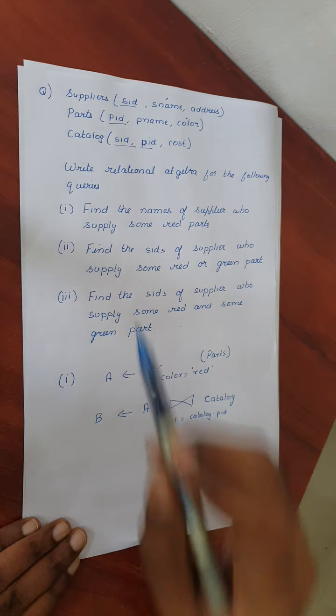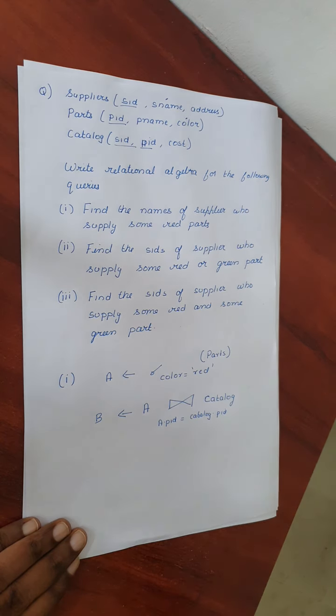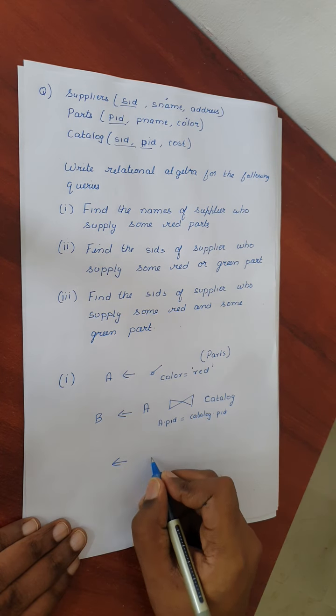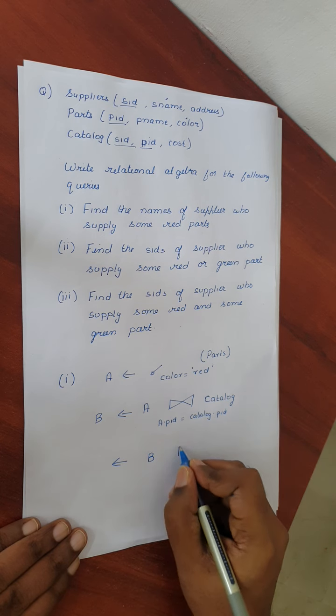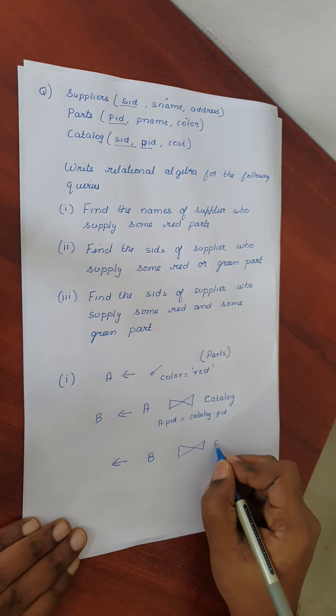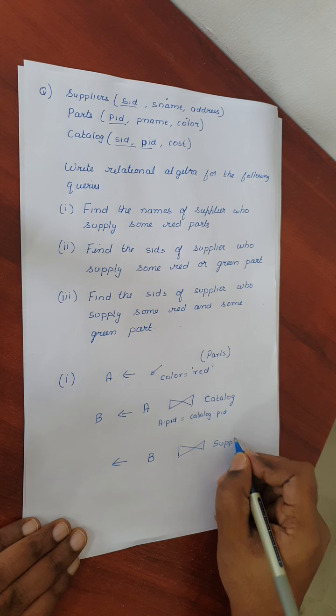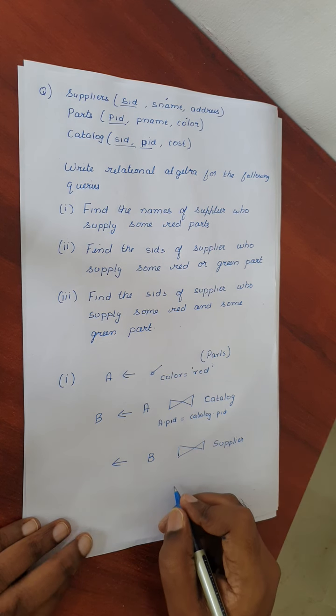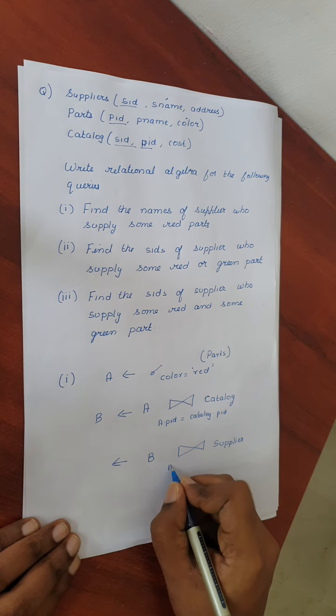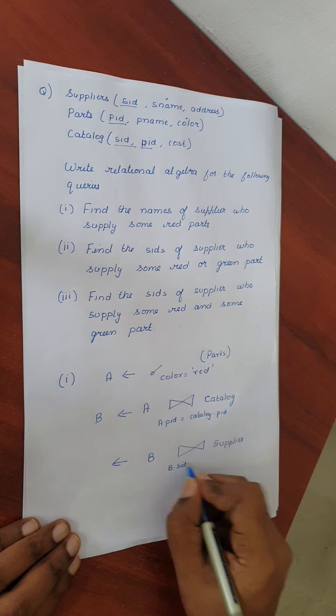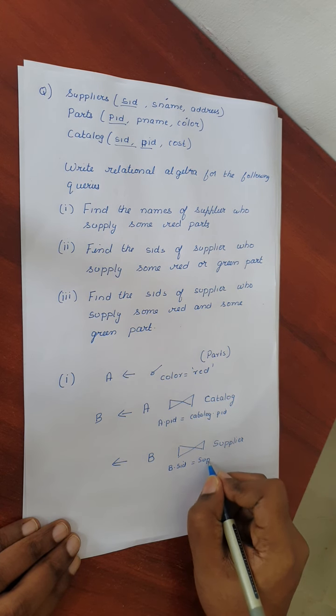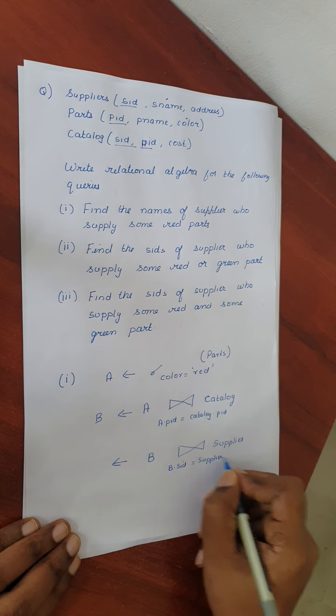Now this intermediate result, relation B, will be joined with the supplier because we have the supplier ID. So this will be joined: B join supplier, with B dot supplier ID equal to supplier dot supplier ID.